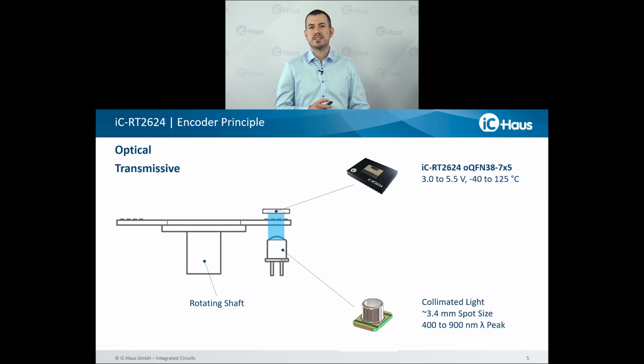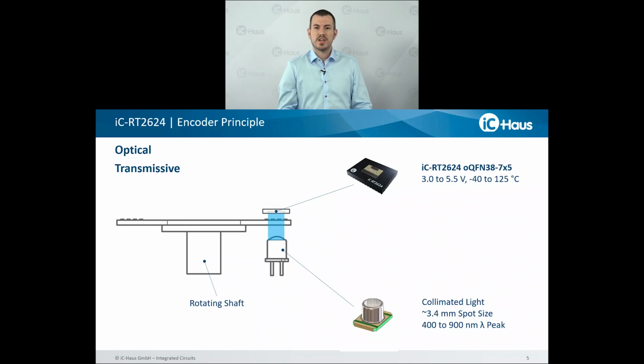And as it is optical transmissive, there is an LED required on the other side of the sensor, which illuminates a code disk. Collimated light is very much recommended here. Spot size, a good starting point is 3.4mm for the illumination, but there are some degrees of freedom you can use for sure. And in terms of wavelength or LED color, 400 to 900 nanometer is the spectral sensitivity of the sensor front end.